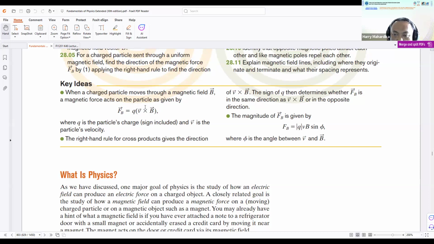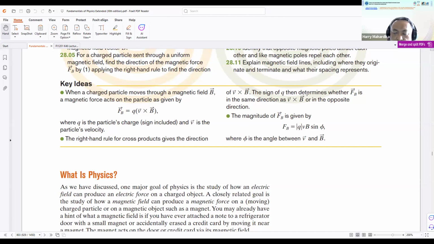It needs to be not parallel. It needs to have different direction. And the two directions will produce a magnetic force that is 90 degrees, or perpendicular, to V, to the velocity, and also to the magnetic field direction. So in order to describe the direction easily, we introduce a right-hand rule for cross-product multiplication that gives the direction of the cross product of velocity and magnetic field.